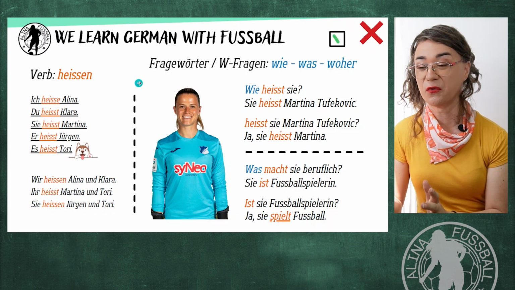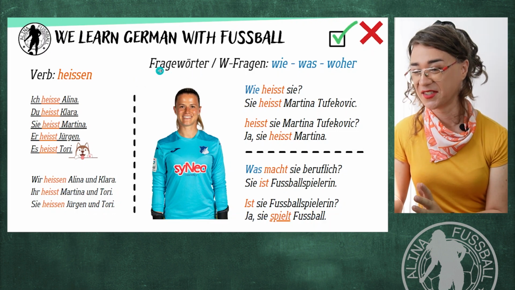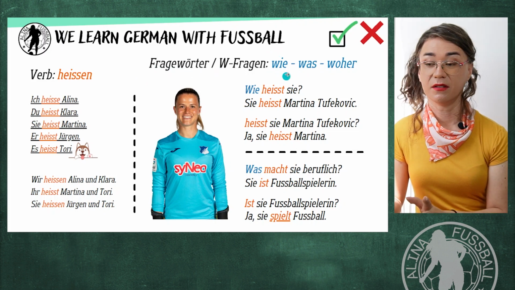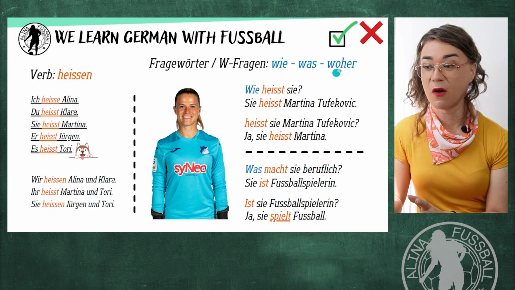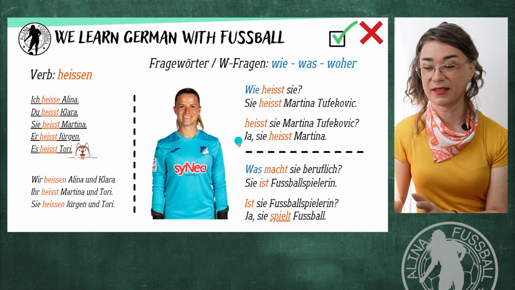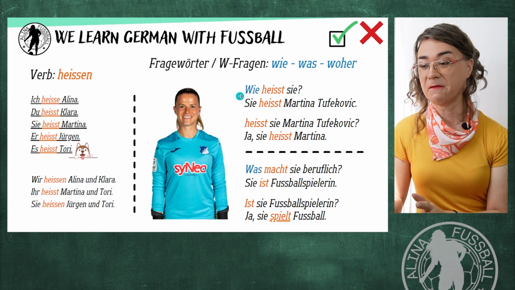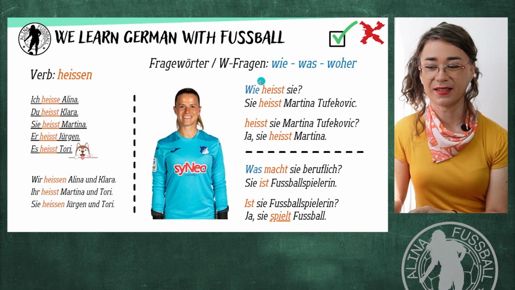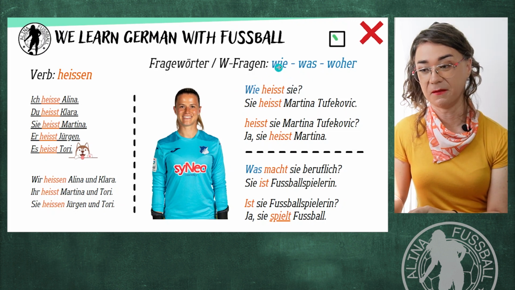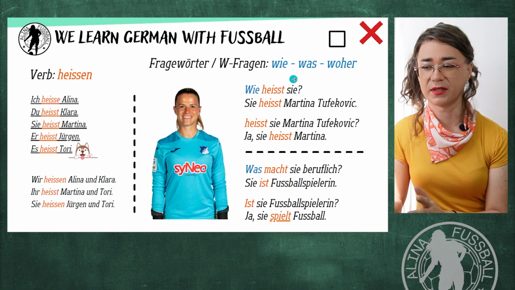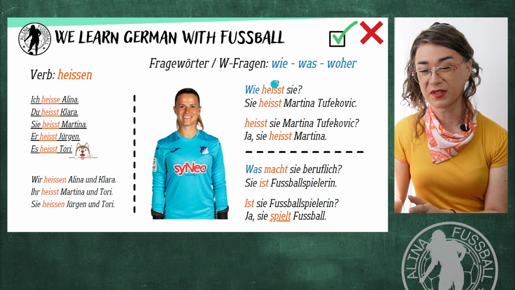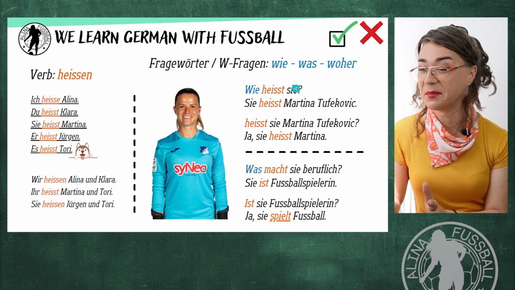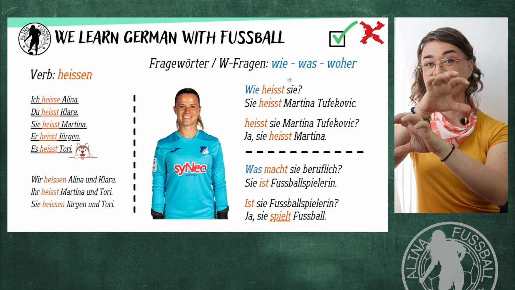After that, it is time to focus on the questions, on the Fragewörter or w-Fragen. The w-Fragen in this case are wie, was, woher, and these are the examples. In the first one, we have wie heißt sie. Notice the position of the verb, that it comes after the w-Frage, and pretty important. The personal pronoun comes after the verb, so the verb goes before the personal pronoun, so we change positions.